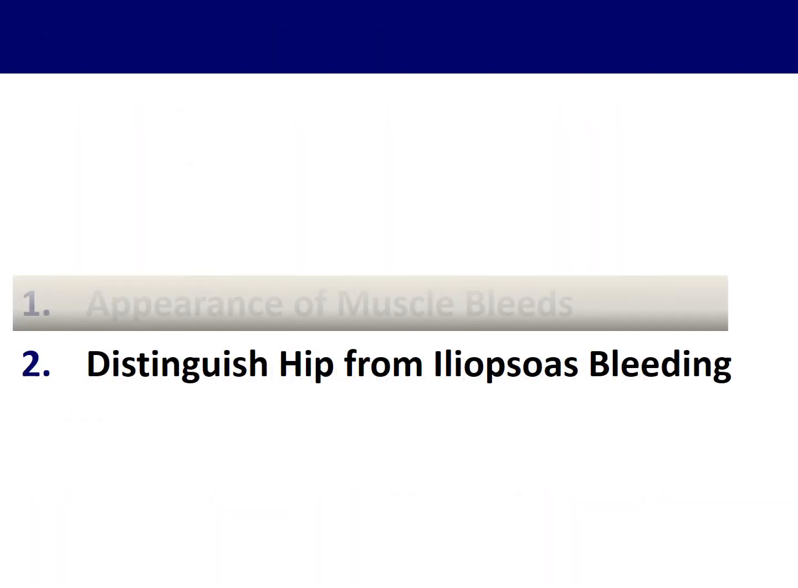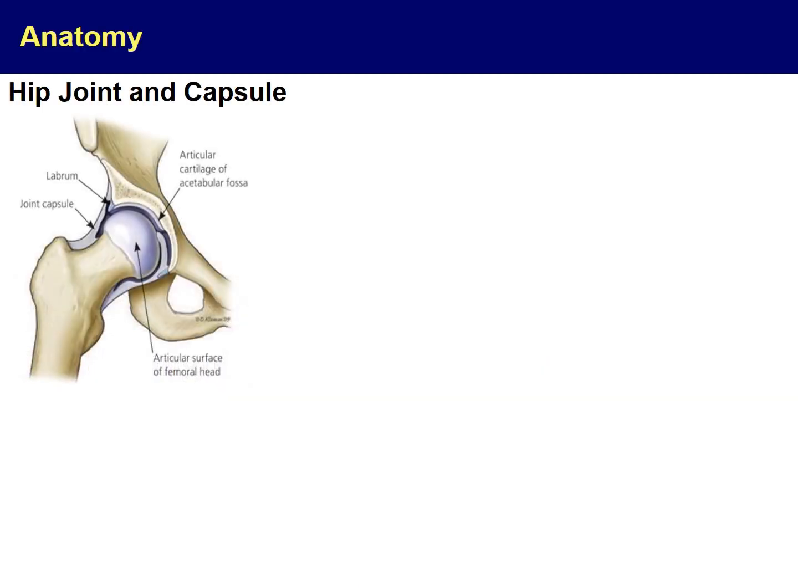We now proceed to distinguish hip from iliopsoas bleeding. Before doing so, let's review some anatomy of the hip joint and capsule. In this first schematic, you see the articular surface of the femoral head resting in the acetabulum that is also covered by cartilage, here with the labrum, and surrounded by a fibrous joint capsule that anchors here at the larger trochanter, and this here would be the lesser trochanter.